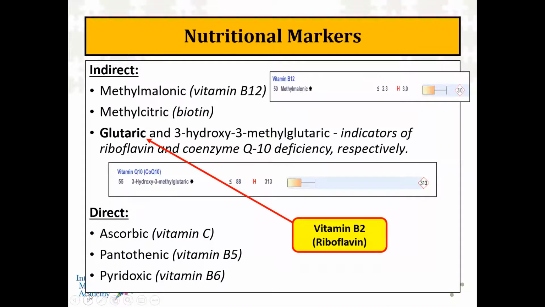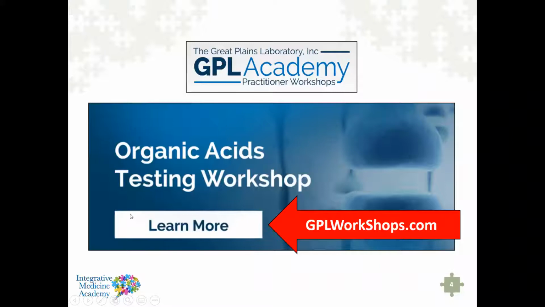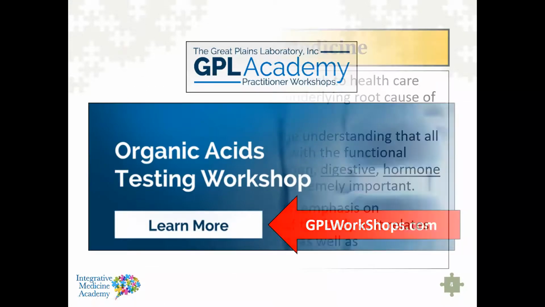So what I thought I would do is focus on one area of the organic acid test, a specific marker called glutaric, found under the nutritional marker section of the organic acid test. It's actually linked to riboflavin, vitamin B2, but I'll come back to that shortly. I've done a lot of education on this, perhaps some of you have heard me in person through the GPL Academy doing the organic acid test seminar, which is all about the fundamental use of the organic acid test in practice.